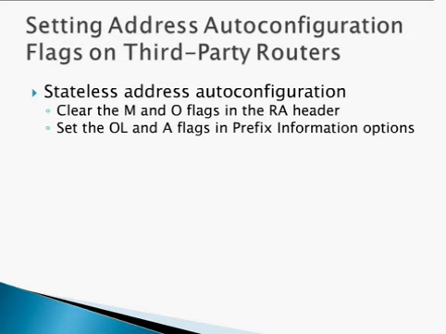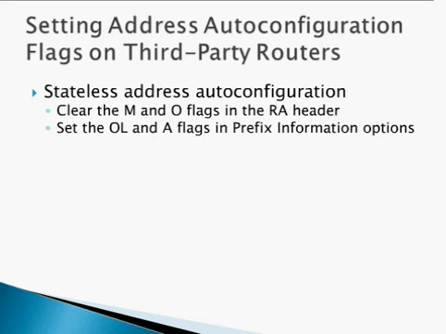Don't use a stateful address auto-configuration protocol to do anything beyond what's already being advertised. In the prefix information options themselves, which are typically advertising a 64-bit subnet prefix, a global prefix, or a unique local prefix, go ahead and set both of those flags. By setting both, the OL flag creates the local subnet route in the routing table, and the A flag ensures that the host creates a stateless address auto-configuration address.